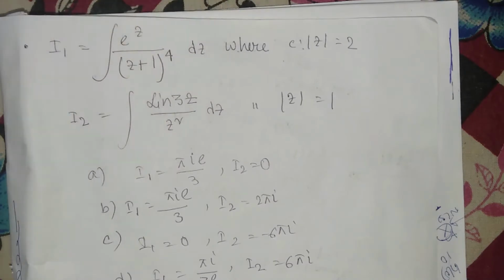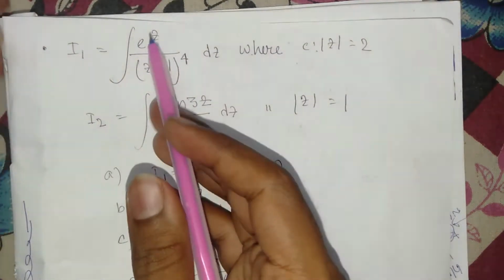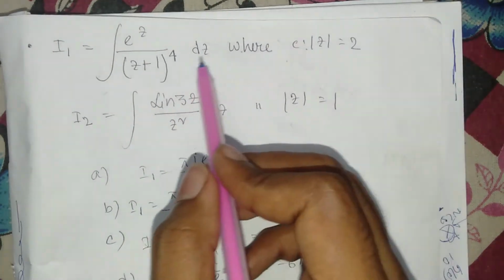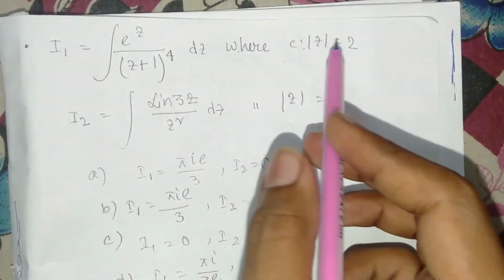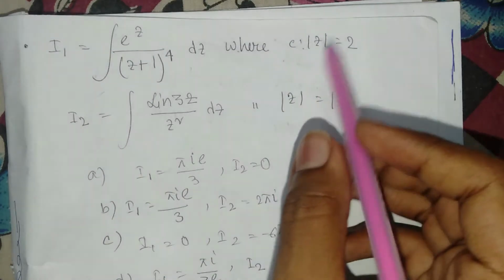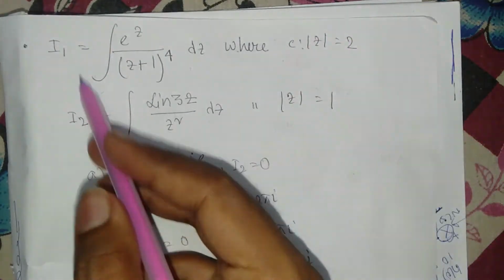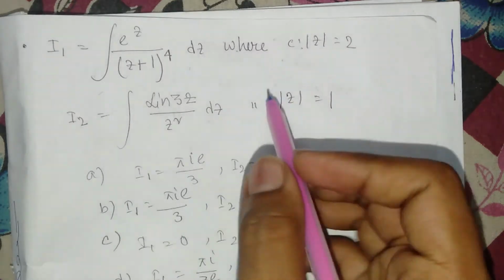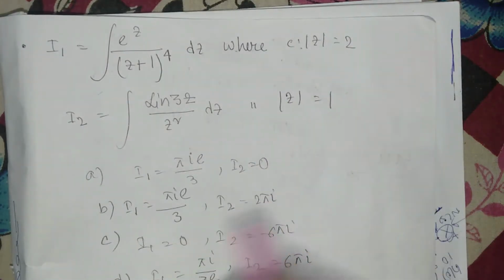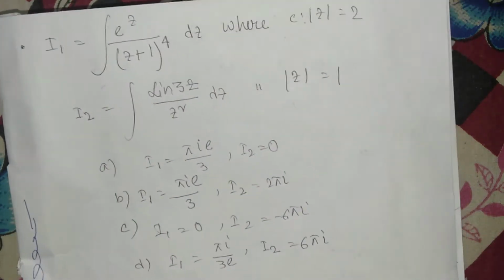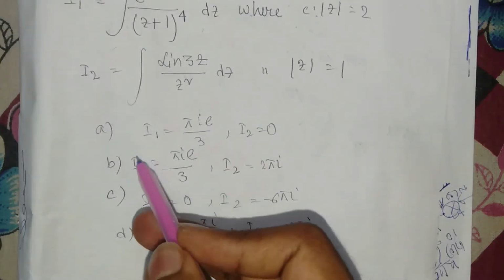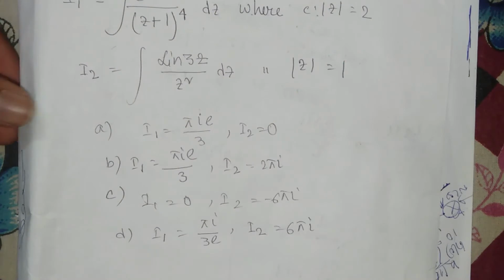Our next problem: I1 is the integration of e to the power z divided by (z plus 1) whole to the power 4 dz, where the contour C is given as mod z equals 2, and I2 is given as sin 3z by z square dz, where mod z equals 1. Some options are given. Now we have to find I1 and I2. Also this is from residues.